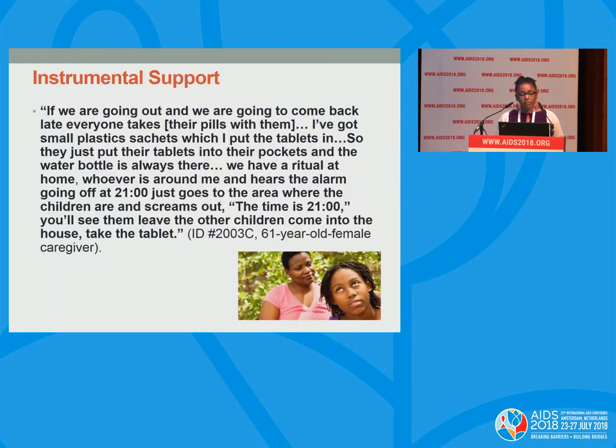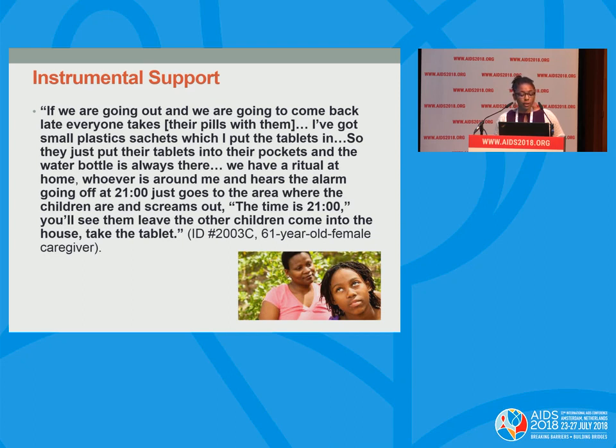So here I have a quote from a caregiver who talked about the type of support that she provided the participating youth in this study, and really emphasizes the importance of planning ahead, especially to help youth to participate in studies, to help youth remember their pills. So she says, if we're going to go out, we are going to come back late. Everyone takes their pills with them. I've got small plastic sachets which I put the tablets in, so they just put their tablets into their pockets and the water bottle is always there.